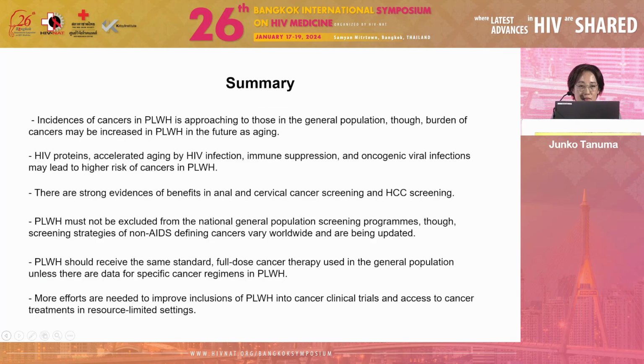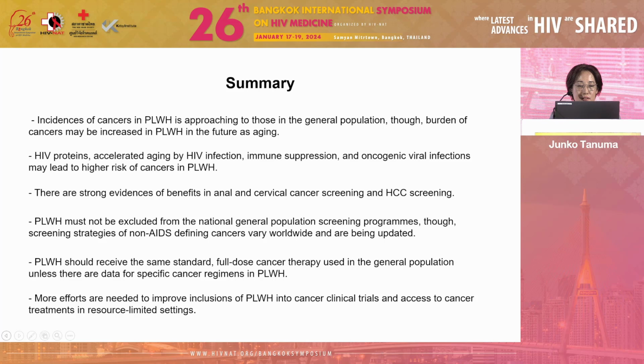So this is a summary slide. The incidence of cancers in people with HIV is approaching that in the general population, though the burden of cancers may increase in people with HIV in the future as they age. And HIV proteins, accelerated aging by HIV infection, immune suppression, and oncogenic viral infections may lead to a higher risk of cancers in people with HIV.